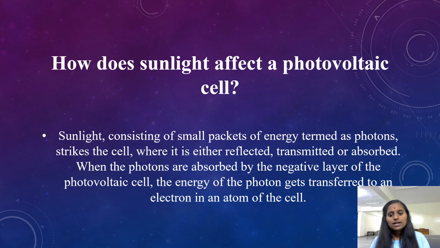How does sunlight affect a photovoltaic cell? Sunlight, consisting of small packets of energy termed photons, strikes the cell. When photons strike the cell, there are three possibilities: they are reflected, transmitted, or absorbed. When the photons are absorbed by the negative layer of the photovoltaic cell, the energy of the photon gets transmitted into the electron in the atom of the cell.